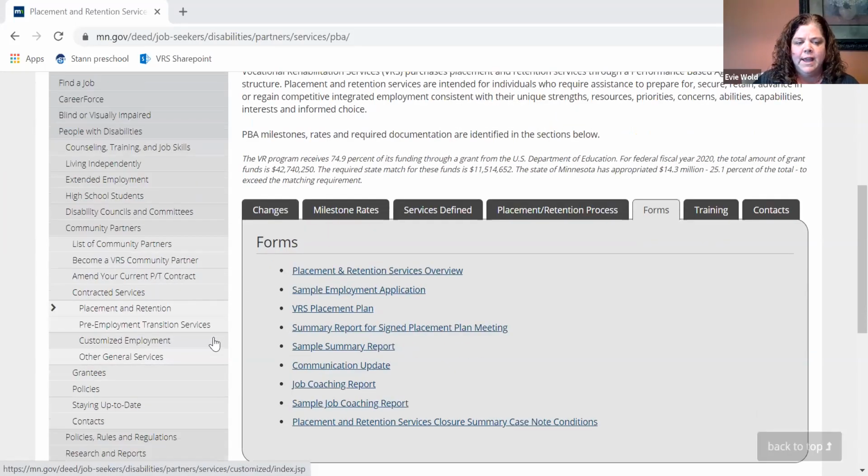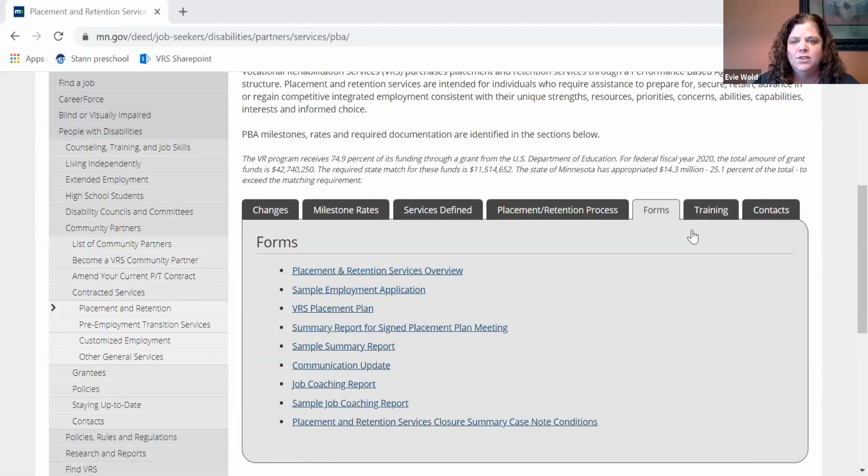You'll see this tab here on the left that says staying up to date. If you put your email address in there, you'll be getting those announcements. So that's really handy to have. You also see in here milestone rates, all the definitions of the services. And under the training website, there's a webinar if you want to listen to me for half an hour going over the full placement and retention services process, which is really handy.